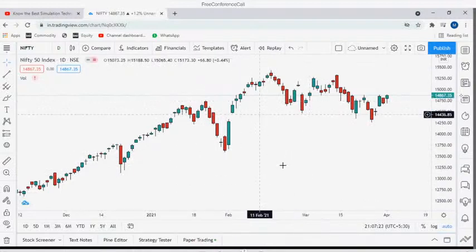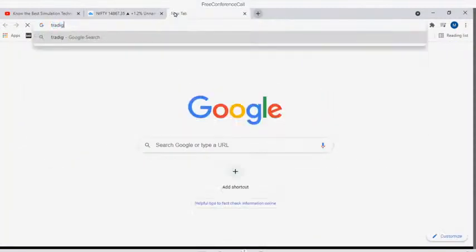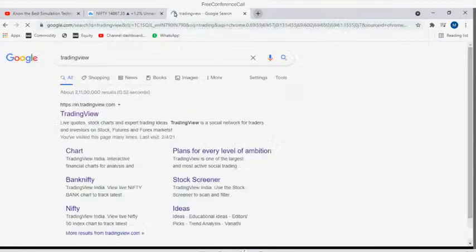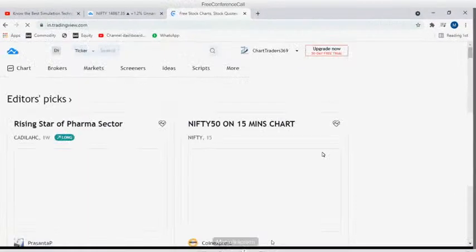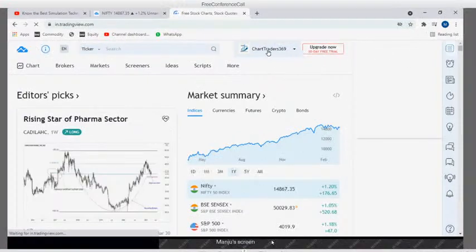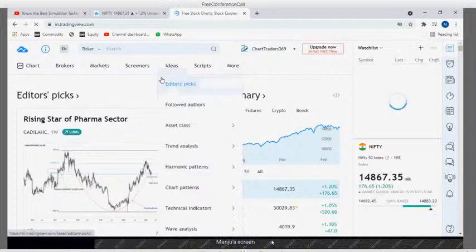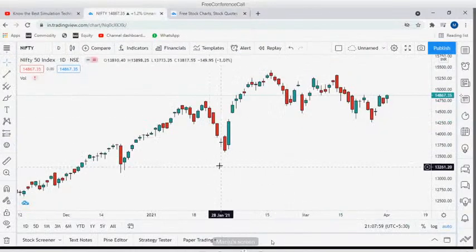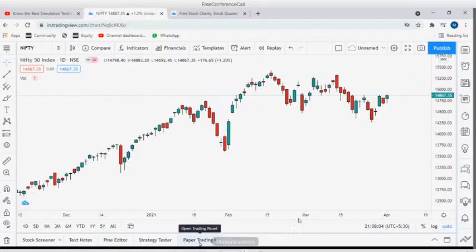When you create your login ID, for example, if you go to tradingview.com and type that, you will get this. This is the home page of TradingView. You can register here. Since I have logged in, it is showing my name. Once you log in and click on charts, this window will open. There you see something at the bottom called paper trading.